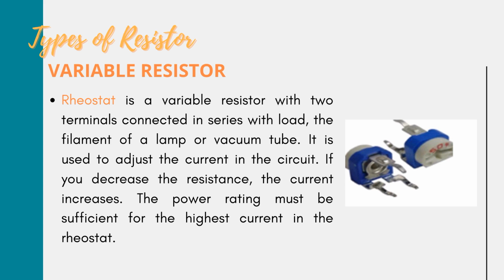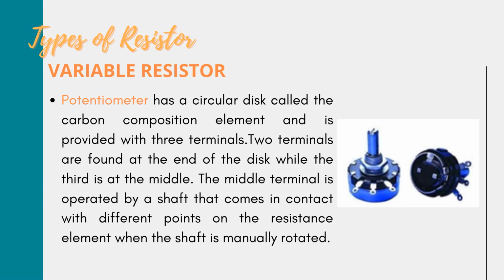The power rating must be sufficient for the highest current in the rheostat. B, potentiometer has a circular disc called the carbon composition element and is provided with 3 terminals. 2 terminals are found at the end of the disc while the third is at the middle. The middle terminal is operated by a shaft that comes in contact with different points on the resistance element when the shaft is manually rotated.